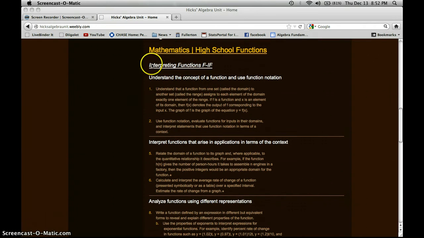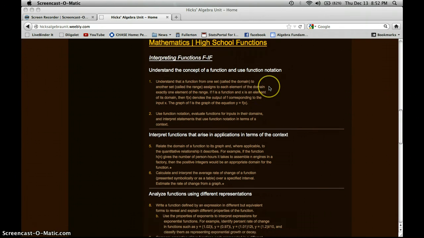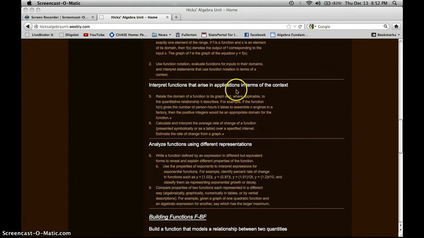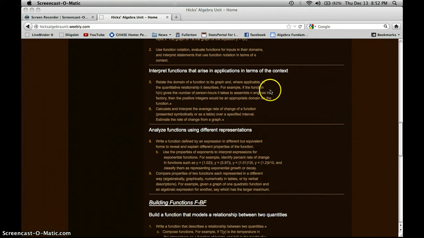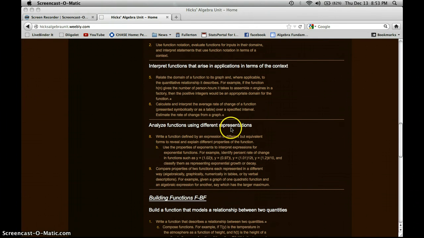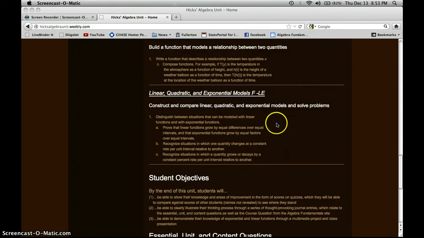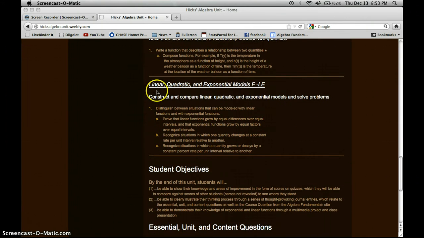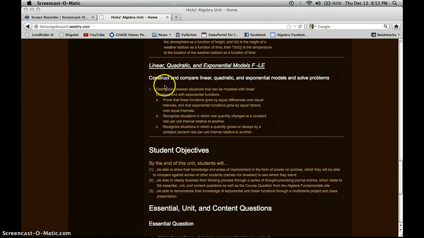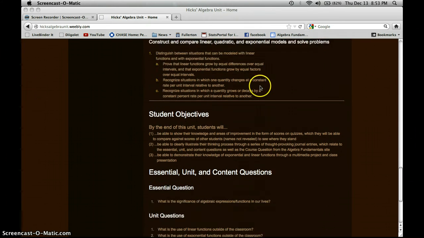So part of it is going to be interpreting functions, where they need to understand the concept of a function and use function notation. They need to interpret functions that arise in applications in terms of the context, analyze functions using different representations, and then for building functions, they need to build a function that models a relationship between two quantities. They're also going to be learning about linear and exponential models, not quadratic in this unit, but later on they'll learn about that. So they need to construct and compare linear and exponential models to solve problems.